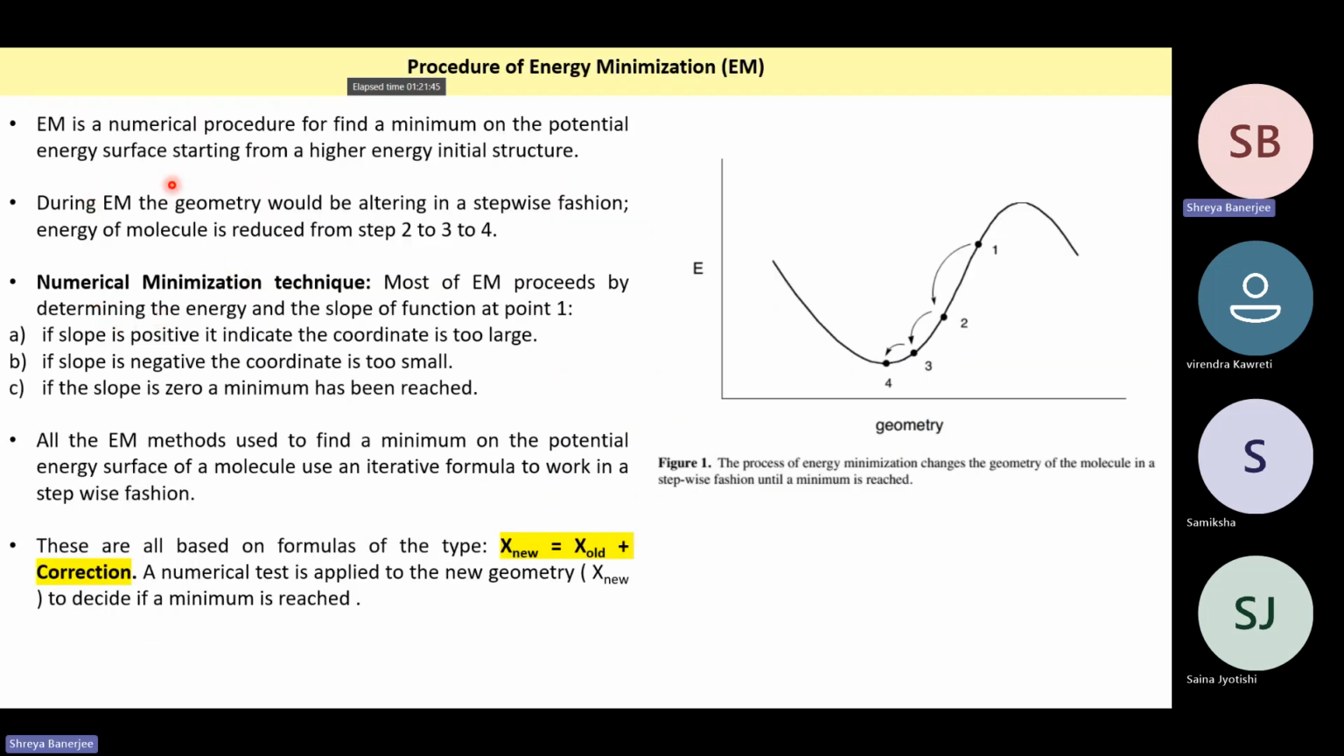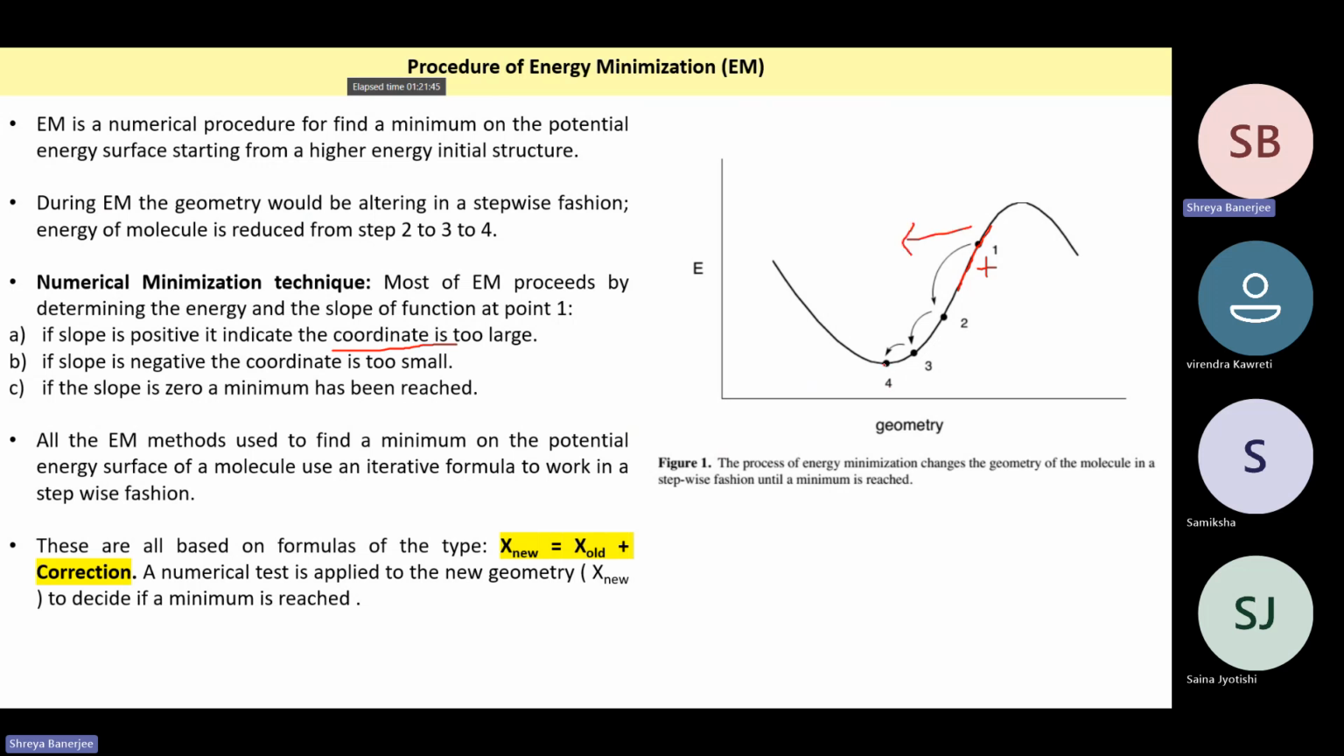So this is energy minimization that is happening. Basically, suppose you are starting from this point. The basic rule is that if the slope is positive, let us look at point 1. The slope is like this. Slope is positive. That means the coordinate is very large. So we have to move in this direction.